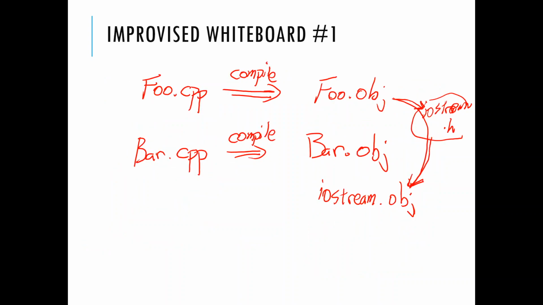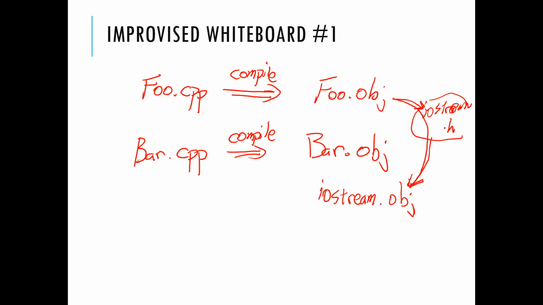By the way, in case you wanted to see, here's my improvised whiteboard thing. When I go to compile, I compile foo.cpp, I'll make an object file. I compile bar.cpp, I'll make an object file. And at some point in time, I need to hook these things up. They need to know about these other object files.